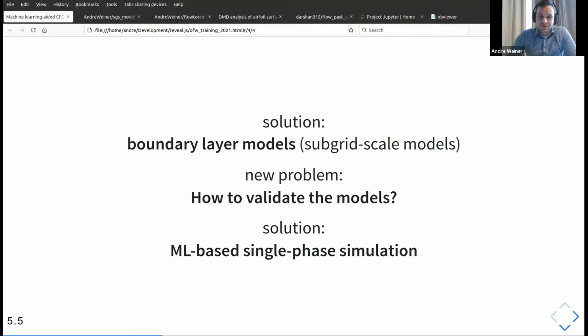validate them. Of course, there are experimental data available, but those data are usually available only for the steady state, and usually you only have integral data. What you really want to make sure for such models is that they are also locally correct, so locally along the surface. What we have come up with is a machine learning-based single-phase simulation approach that approximates the two-phase problem very well. And it does so much more effectively by decoupling the two-phase flow problem from the species transfer problem.